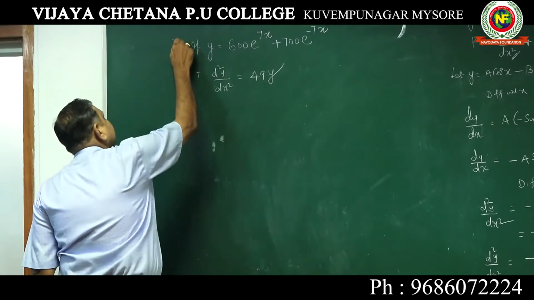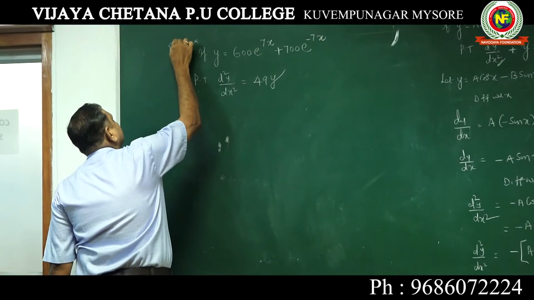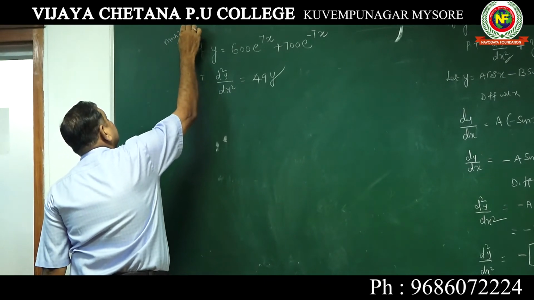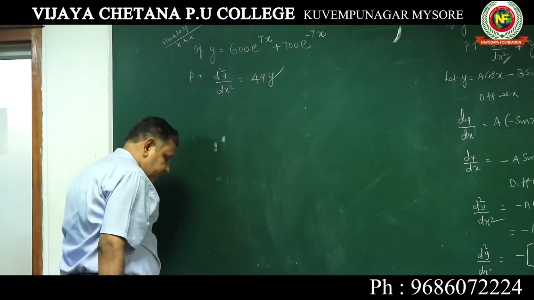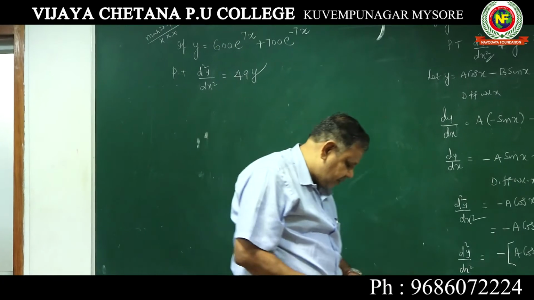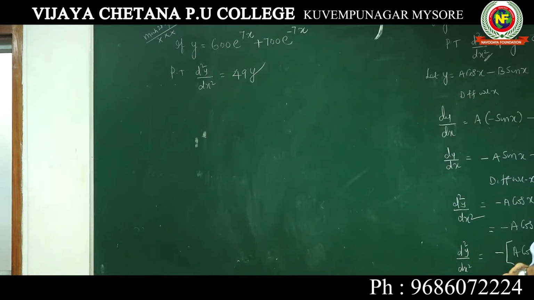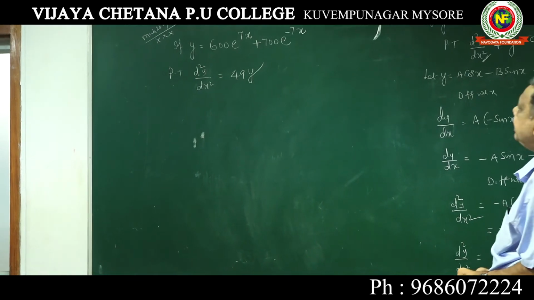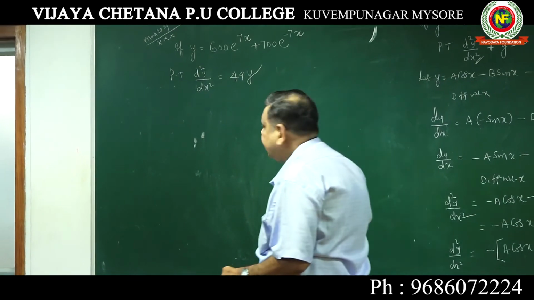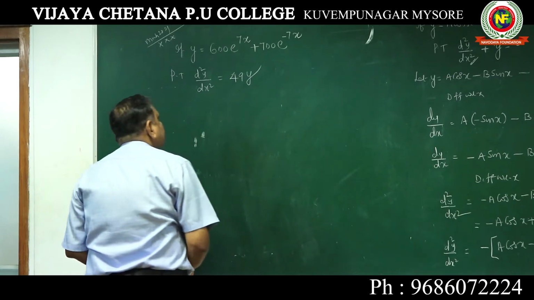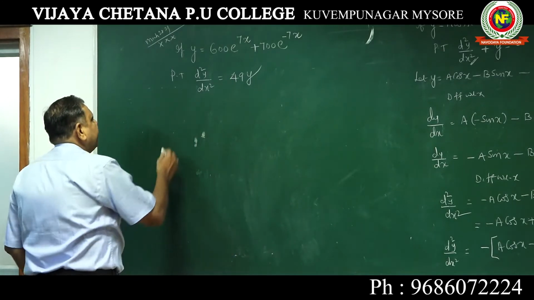Very important problem you may get in March 2021. By far all these things we are doing are for 5 mark questions. So if y is equal to 600 e to the power of 7x plus 700 e to the power of minus 7x, prove that d square y over dx square is equal to 49y.